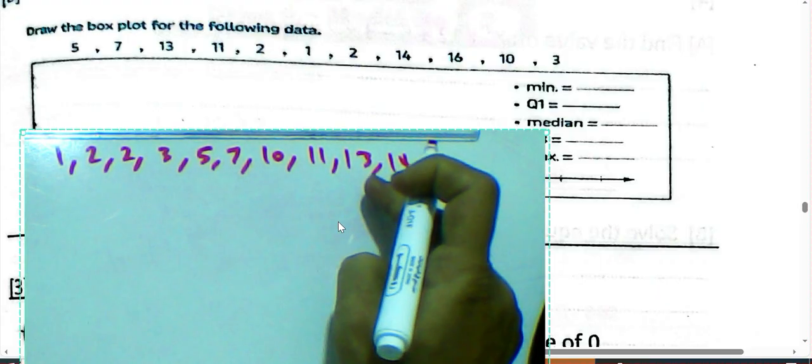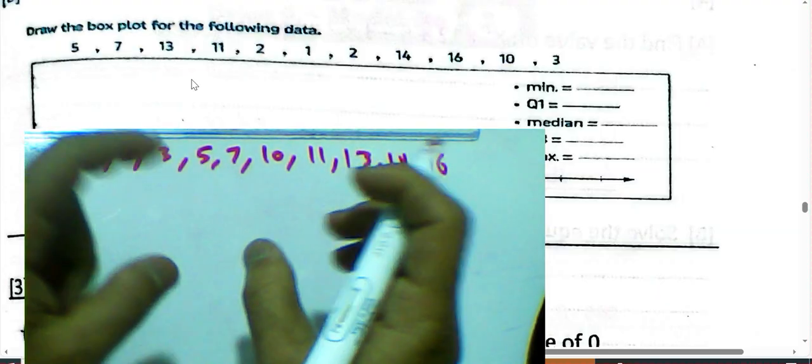Next question. Draw the box plot for the following table. First step, we arrange the numbers in ascending order. Start from 1, 2, and 2. We have 2 repeated 2 times. 3, 4, 5, 7, 8, 9, 10, 11, 12, 13, 14, 15, 16. We have here 11 numbers.